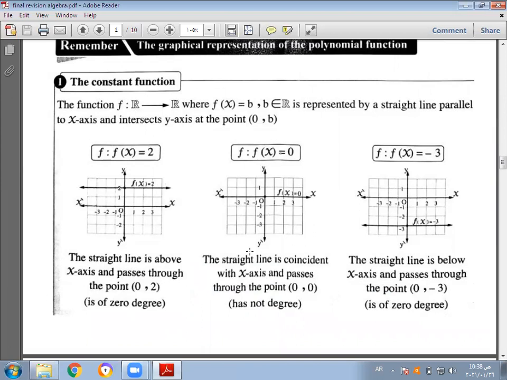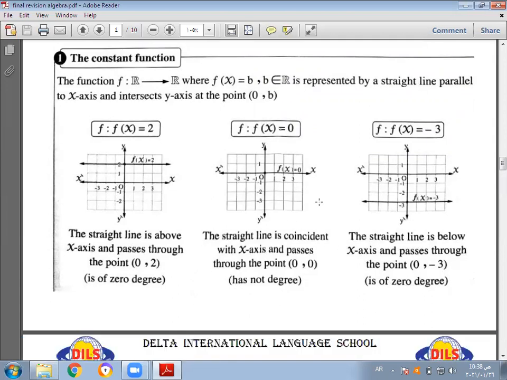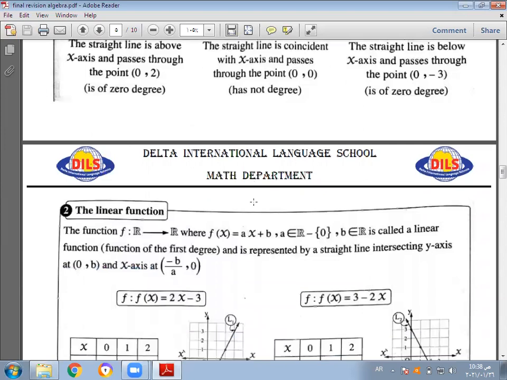f of x equals 0, the straight line is coincident with the x-axis and passes through the point (0, 0), and it has no degree. Here, f of x equals negative 3, the straight line is below the x-axis and passes through the point (0, negative 3), and it's of 0 degree also.